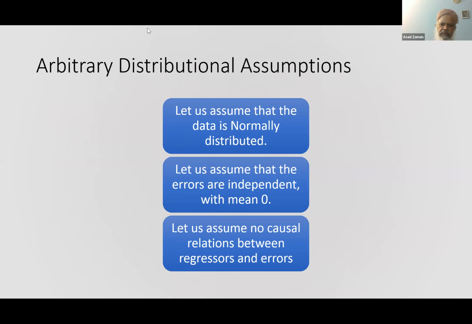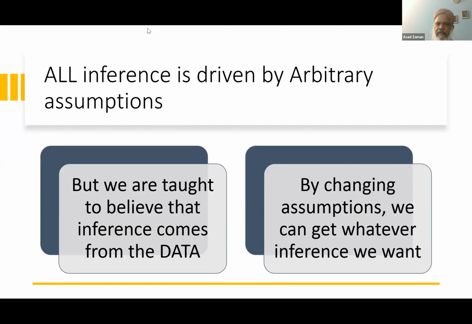Now, what allows us to make such assumptions? The answer is nothing except computational convenience. You can get answers only if these assumptions are true, but there is no other justification for these assumptions. One thing that I didn't realize when I was studying these is that everything that we say afterwards is actually driven by these arbitrary assumptions. I used to think, and most students believe, that what we are saying comes from the data, but it doesn't come from the data. It comes from the assumptions. And by changing these assumptions, you can get whatever result you want from whatever data set you have. The result that you want is coming from what you assume.